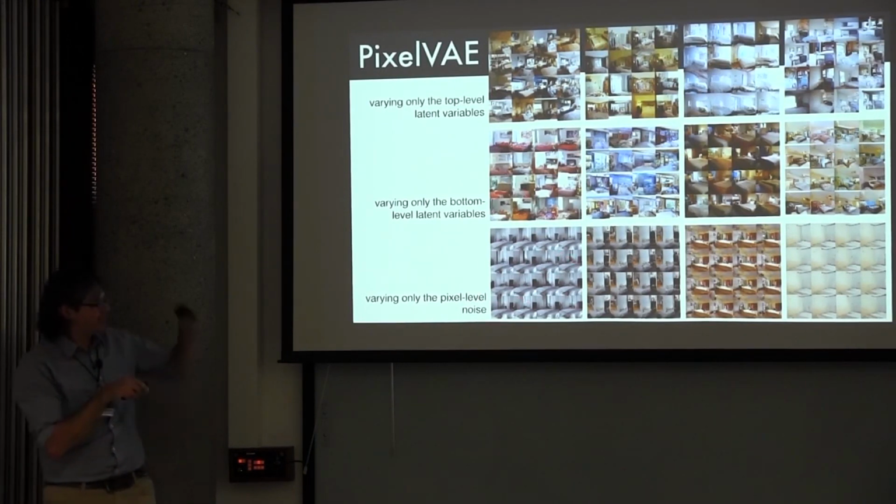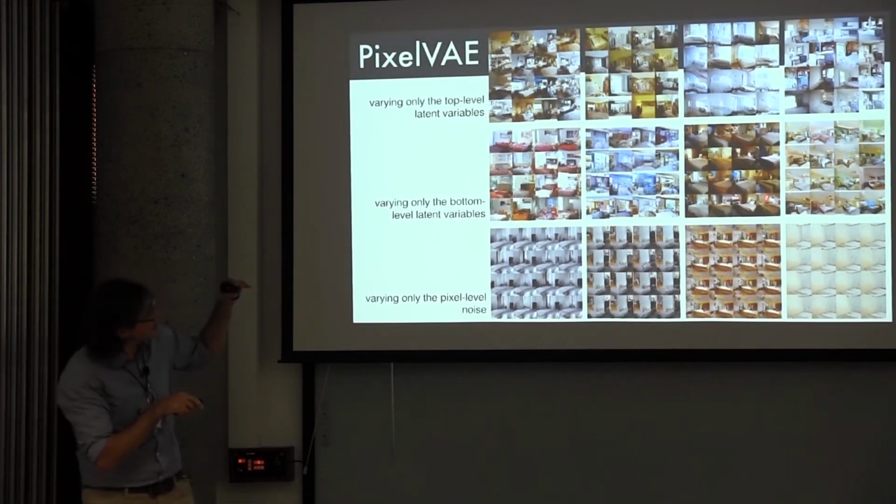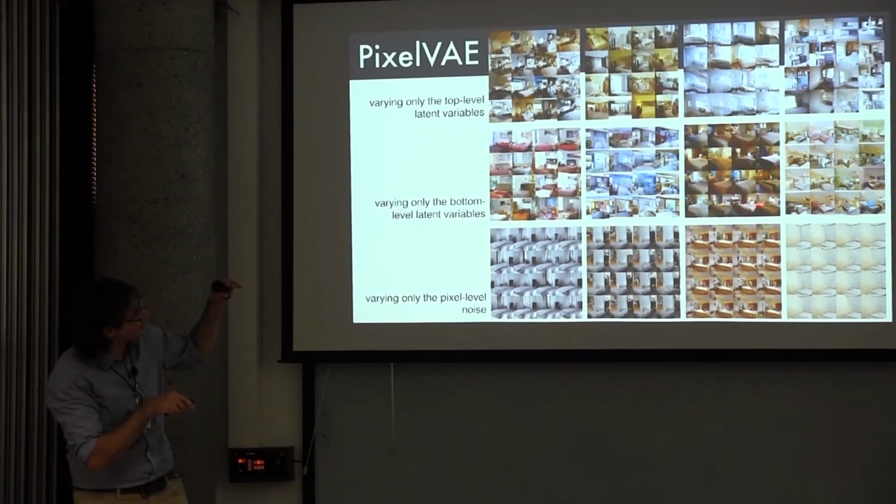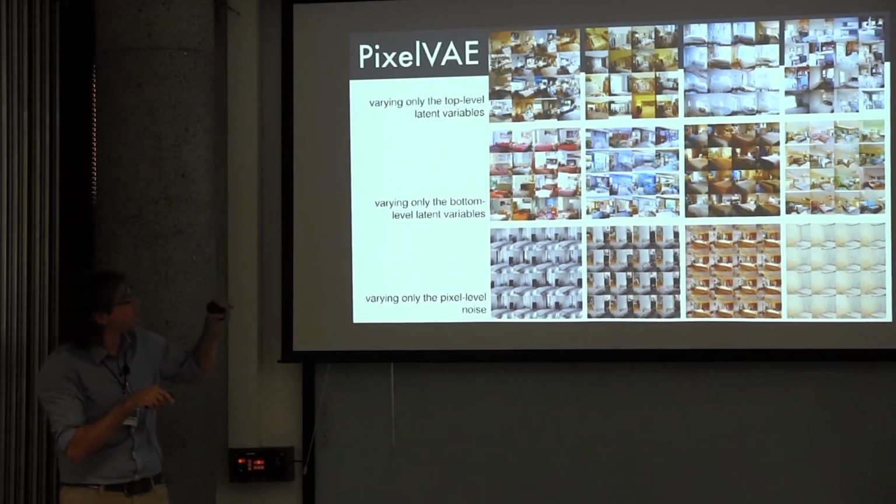But as we move up, as we vary this mid-level model, we can see that the basic shape of the room doesn't change very much, but the colors are changing somewhat. Like the bed sheet is varying in color. In this case, patterns on the rug are changing, but the basic shape doesn't change very much.